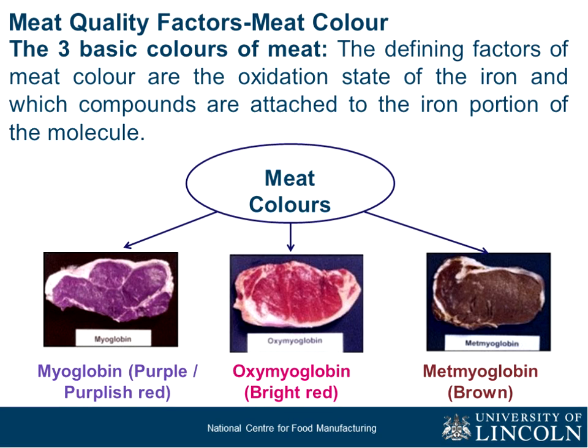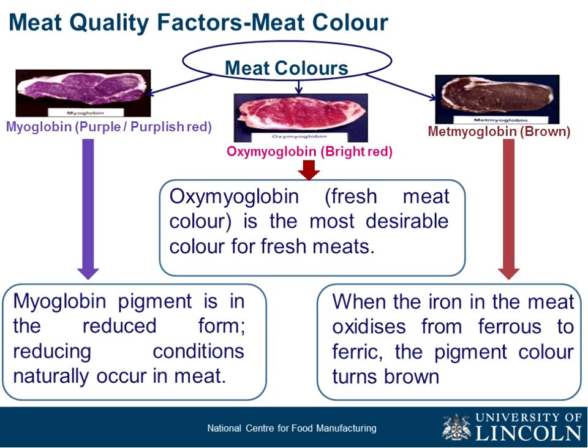Now, in the first state, we have the myoglobin, which is purple red. Here, the oxygen level is different from the oxygen level that you have here. Here we have myoglobin with the bright red. Here we have oxygenated meat. Let me just show you the next. Now in this phase, myoglobin is in the reduced form. This is the reducing condition that naturally occurs in meat.